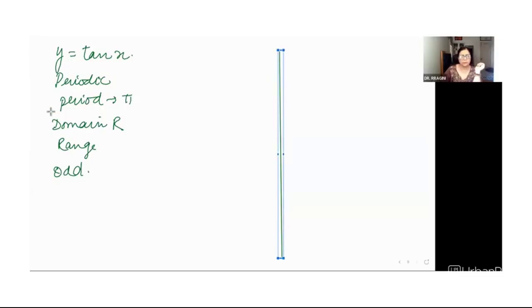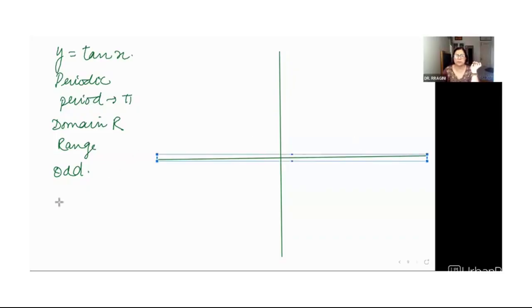Plotting this graph actually needs practice, but remembering the graph actually helps you while solving questions. So just invest some time in learning this. You will be very comfortable in trigonometry. This is pi by 2. This is pi. 3 pi by 2. 2 pi. Minus pi by 2.